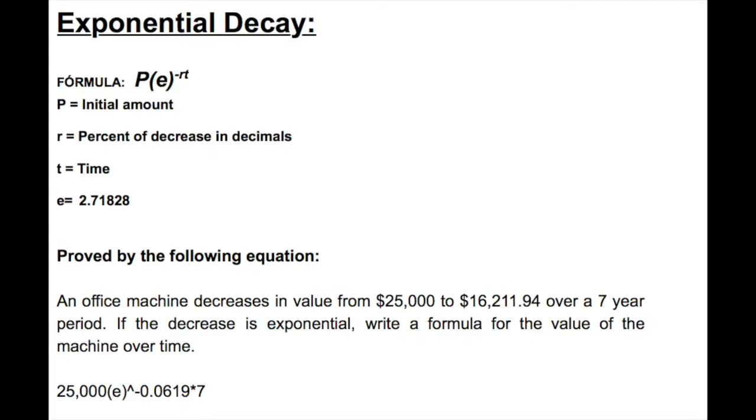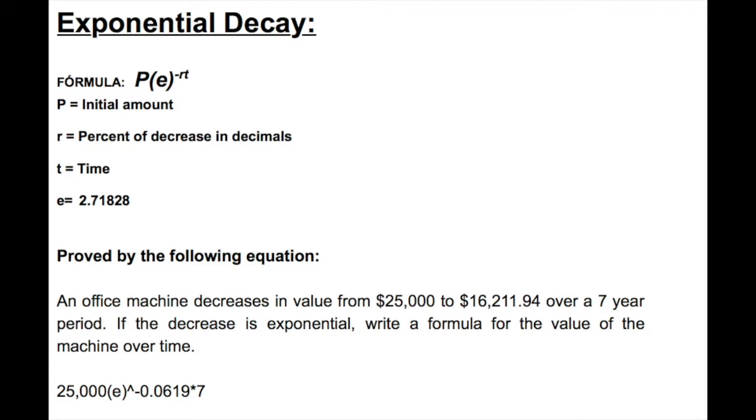So in the exponential decay problem, we were asked to find the formula for the following example. An office machine decreases in value from 25,000 to 16,211 in a 7-year span. Now to make this formula, what we did was we took the P to multiply by E raised to the RT, and we replaced it with the numbers that the problem gave us.